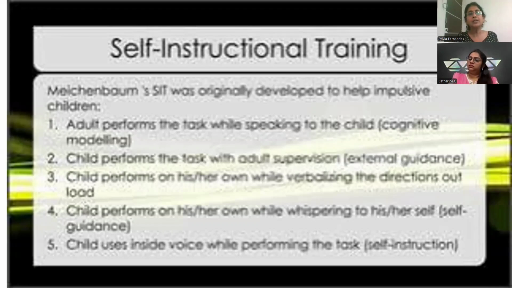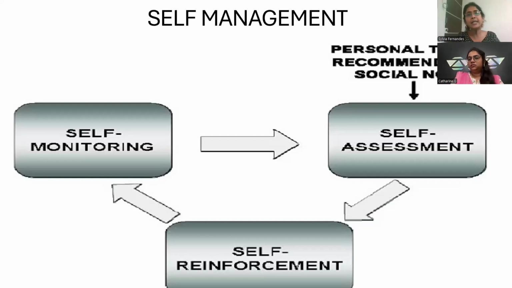The third, the child will then perform the task on their own and he will verbalize what he is saying, speak it out loud. Then the child will perform his own task while whispering to himself. So that's a self guidance. So with this, the child is then taught how to instruct himself on his own while he has to perform the task independently. The next technique is called self-management technique.